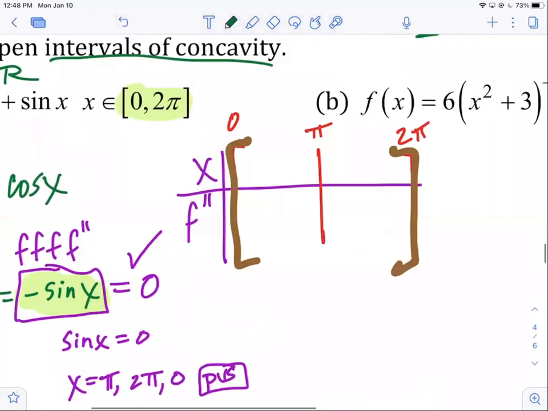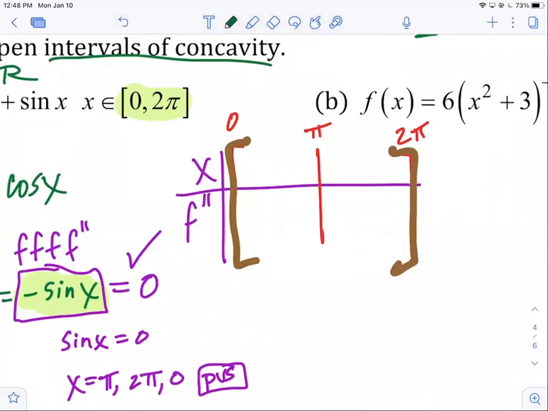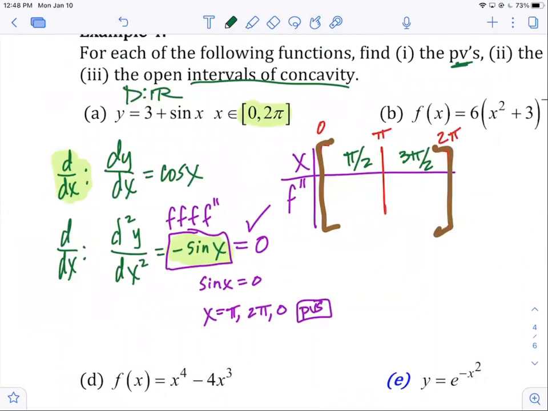Now we pick some test values. What's a nice angle between 0 and pi that you can evaluate the sine of? Pi halves, good. And something between pi and 2 pi? 3 pi halves would work. You could choose 7 pi 6, whatever. This is where the unit circle knowledge comes in. I like choosing those because those are quadrantal angles. Now, we plug it back into this version here that I highlighted.